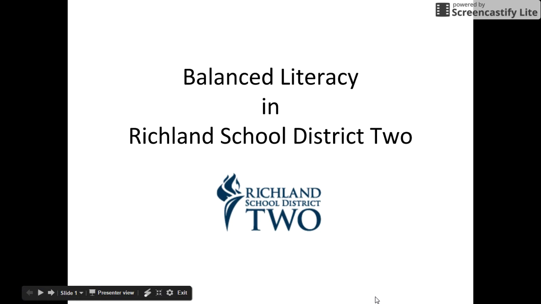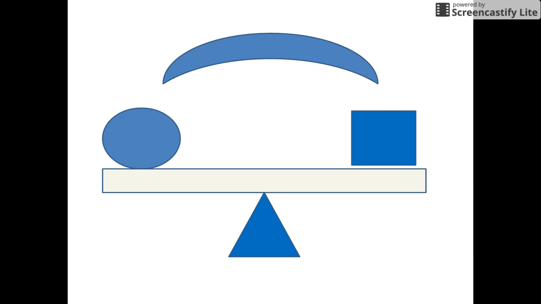Balanced Literacy in Richland School District 2. In this video, you will learn about the balanced literacy model for instruction in the ELA classroom in grades K through 5 in Richland School District 2. This is a diagram of the balanced literacy model.